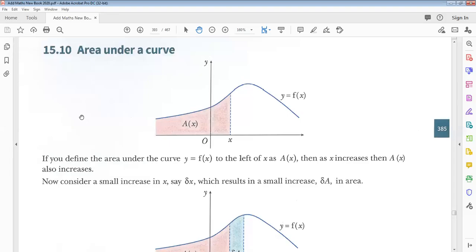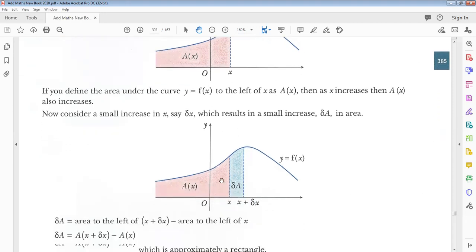Okay, so today we'll try to understand area under the curve. Consider you have a function, and let's call it y, which is equal to f(x). And the area under this curve is also a function of x, because that area can vary depending on where you start and where you end it.